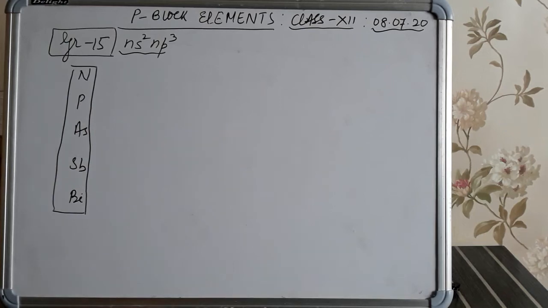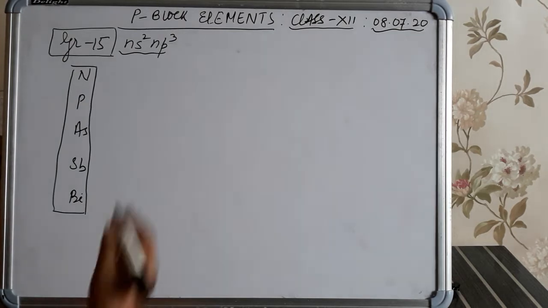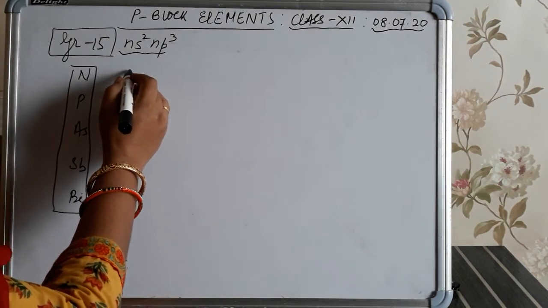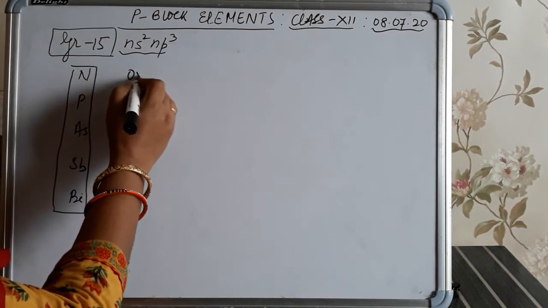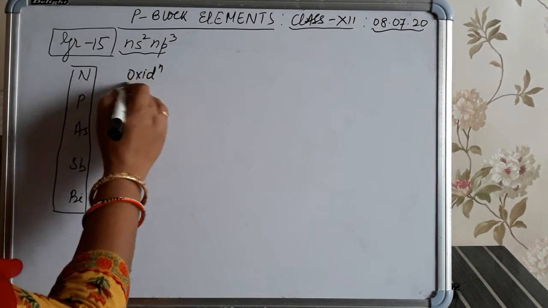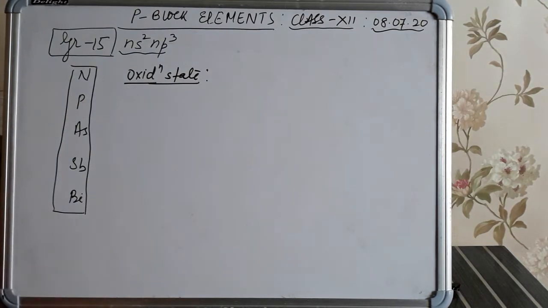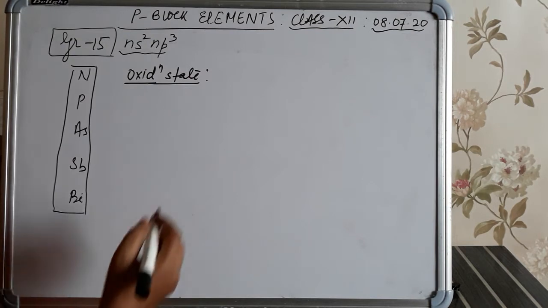Hello students, we have discussed already in the previous video about the many characteristics of group 15, in which we have given more focus on the oxidation state. In oxidation state we have discussed that nitrogen shows a number of oxidation states in compounds.